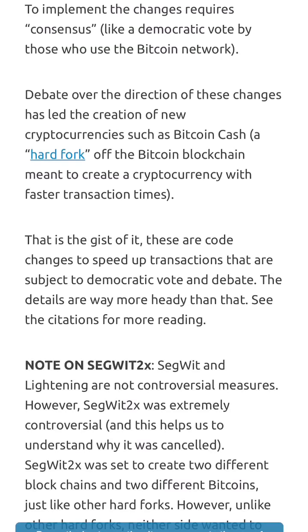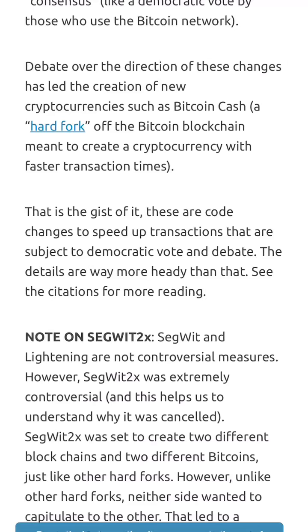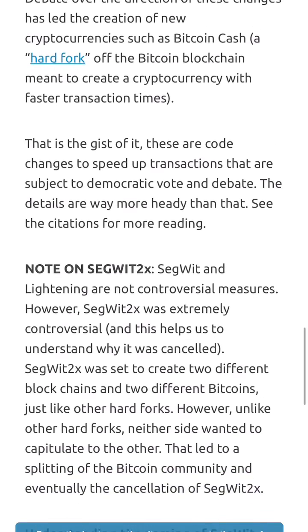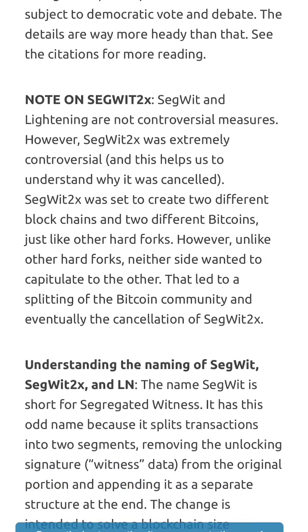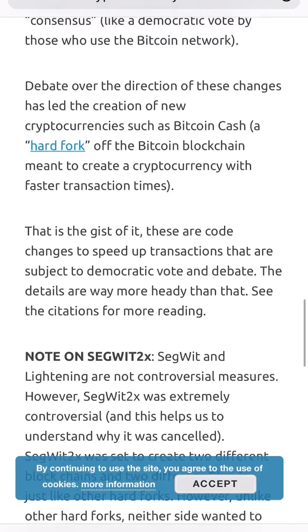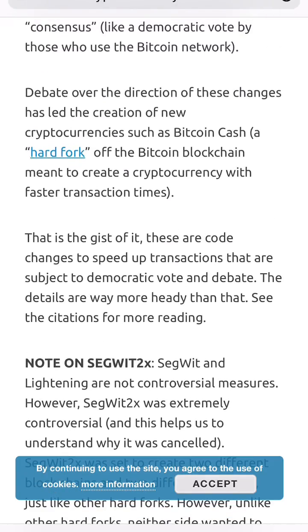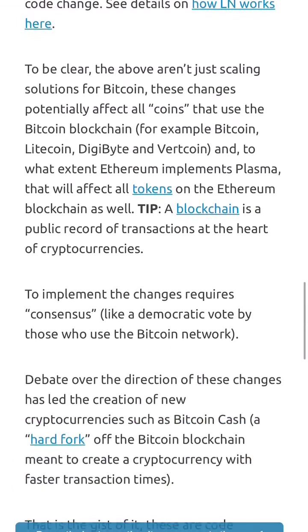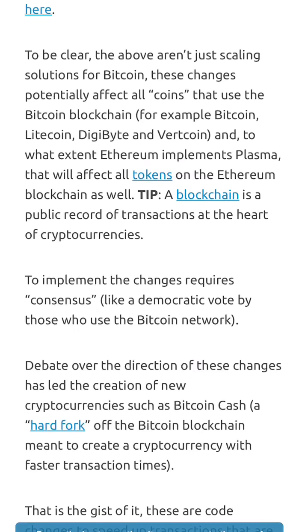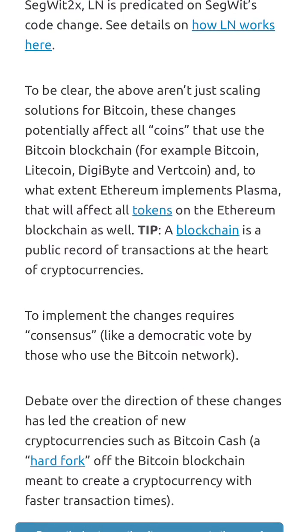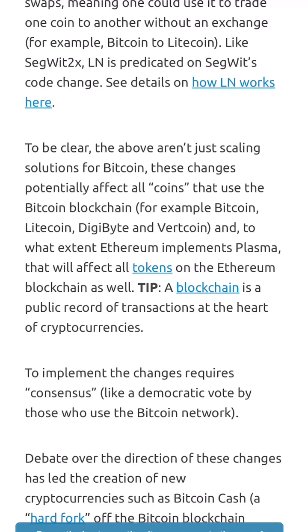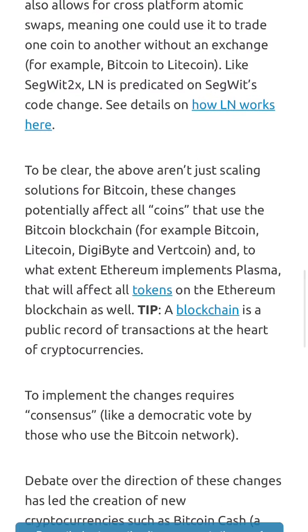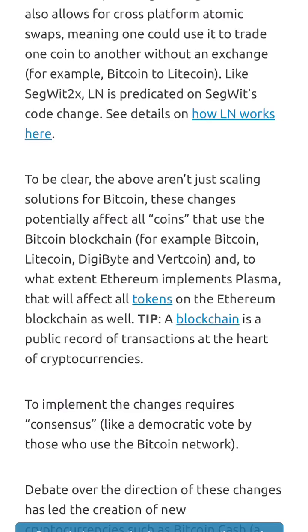That is the gist of it. These are code changes to speed up transactions that are subject to democratic vote and debate. The details are way more heady than that. See citations for more reading. So quite interesting. There's still a little bit more to read, but just capping what we have there. So, you know, the Lightning Network is obviously from Litecoin. If we implement that onto Bitcoin's blockchain, then we're going to get faster transaction times. We can do atomic swaps here and there without exchanges. So very, very interesting stuff.